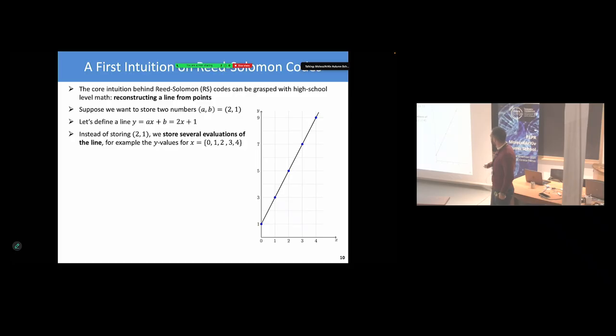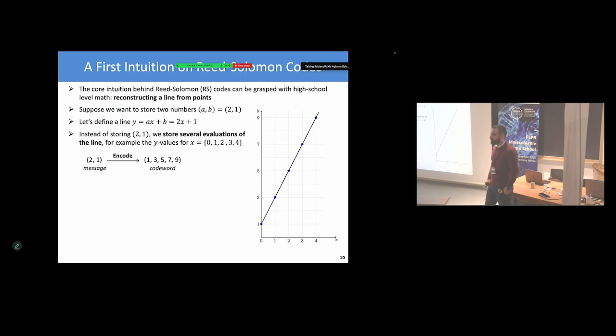This means that at 0 we have 1, at 1 we have 3, at 2 we have 5. I'm evaluating this line at several x's. So to encode this message, which was 2 and 1, I'm storing these evaluations of this line: 1, 3, 5, 7, 9. Is this clear for everyone?